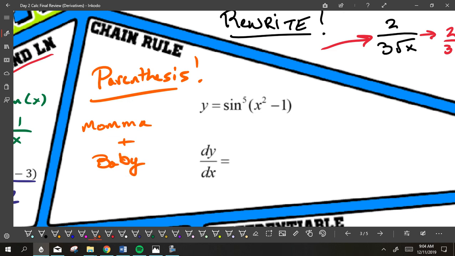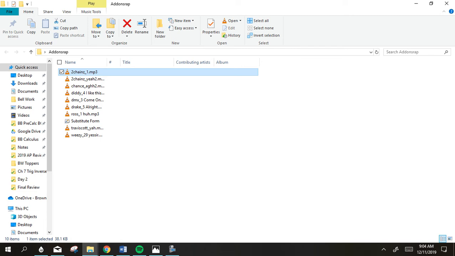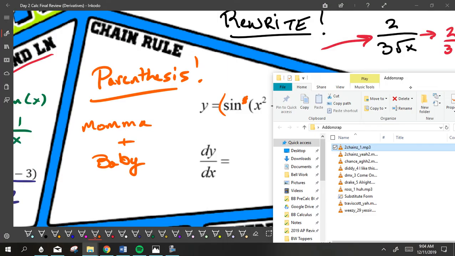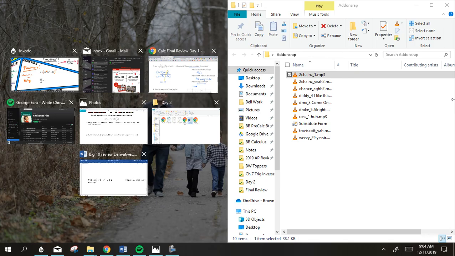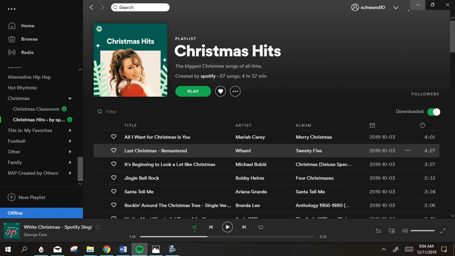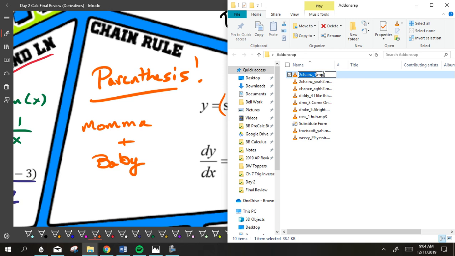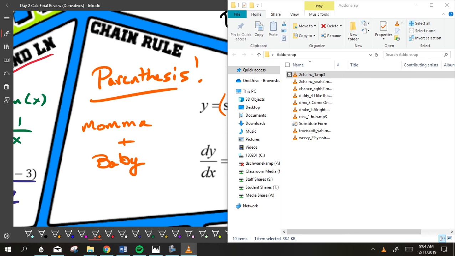This problem right here, y equals sine to the 5th power of x squared minus 1. Remember, we don't really like it written like that. What could I do with that 5? Remember, that's the same thing. Putting it like that, putting the 5 on the outside. So if you were to do this problem right here, what would you need to use in order to solve that guy? Okay, work on that problem, see what you can do.